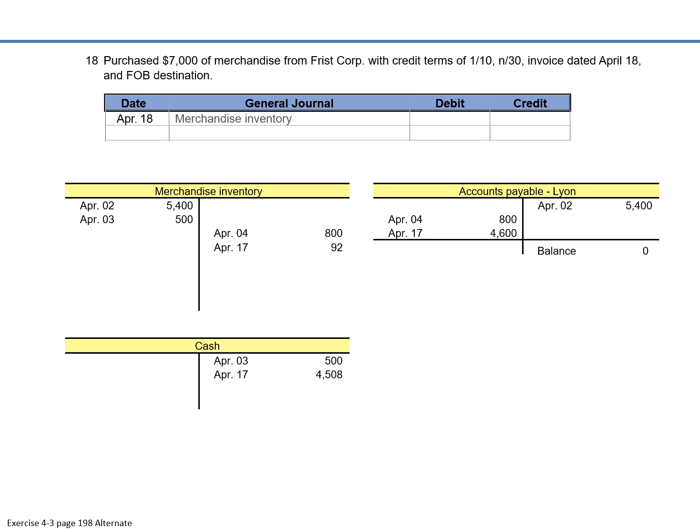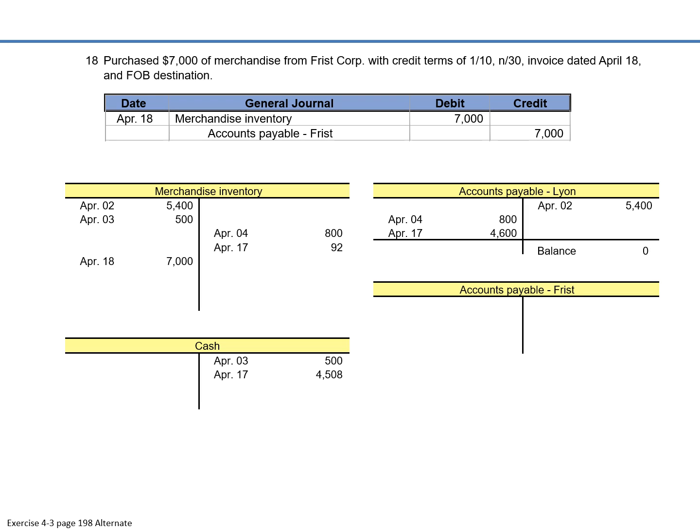So we're going to record a debit to merchandise inventory to increase it for $7,000. We're going to credit accounts payable for Frisk, $7,000. Post those to our T accounts. Create a new T account here for Frisk. Post our credit to the right side.